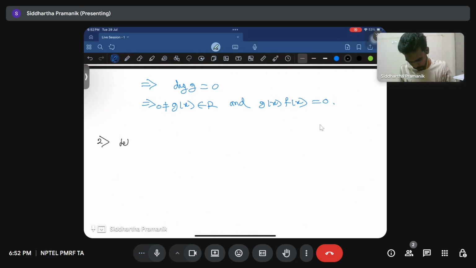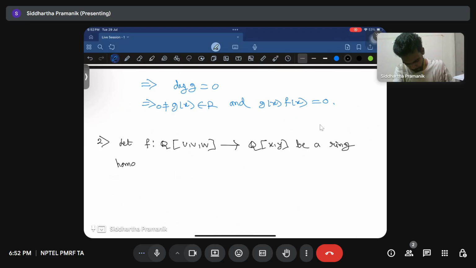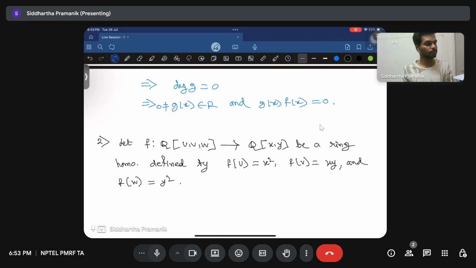So let f from Q[u, v, w], the polynomial ring over Q in three variables, to Q[x, y] be a ring homomorphism defined by f(u) equals x square, f(v) equals xy, and f(w) equals y square. Then find the kernel of f.